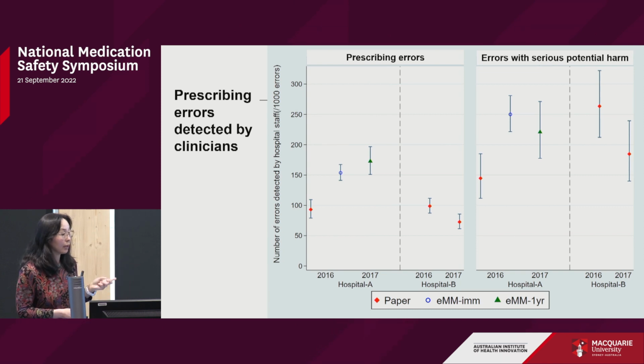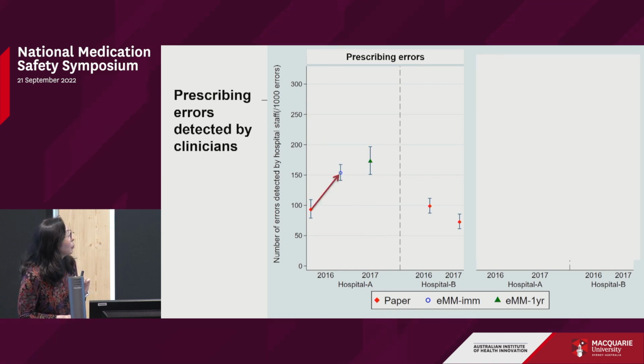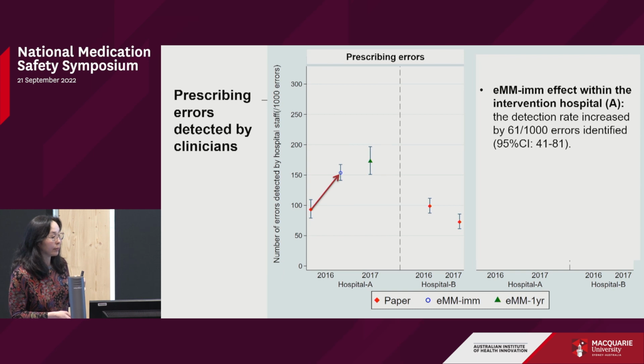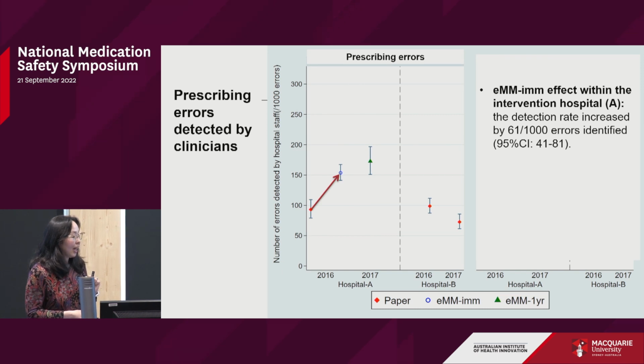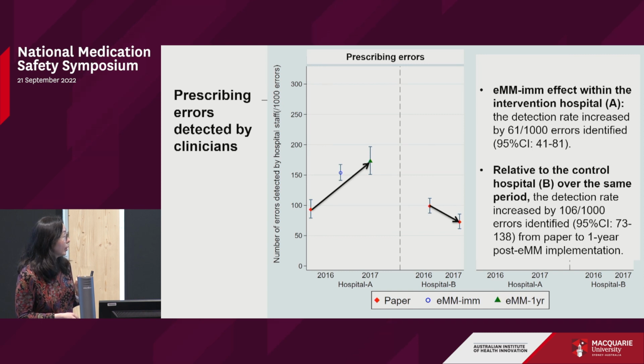I have 2 panels here, for prescribing errors and for errors with serious potential harm. I'll explain the results one by one. For prescribing errors, the detection rate increased immediately post eMM from about 90 per 1,000 errors identified to 150. So the detection rate increased by 61 per 1,000 errors identified, in other words a 6% increase. Then at 1 year post, in hospital B, the control hospital, the detection rate dropped a little, but in hospital A, the intervention hospital, it increased a lot. So relative to the control hospital, remember this is a controlled before and after study.